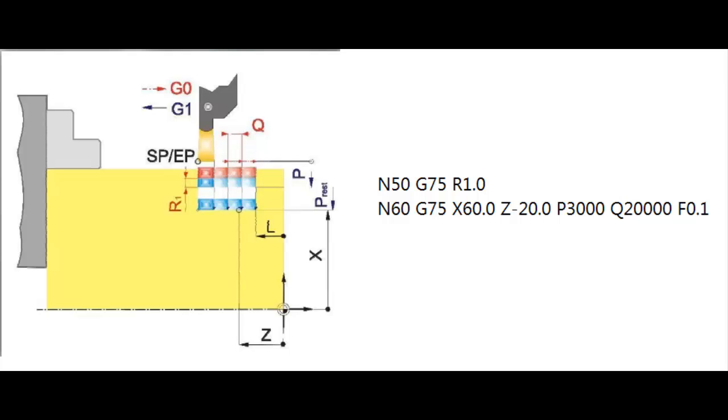The G75 grooving cycle has multiple parameters, which can be set according to your needs. Here are the canned cycle parameters. In the first CNC programming block of G75, R is the return amount, the retraction. In the second block, X is the groove depth, Z is the end position of the groove in the Z-axis, P is the peck increment in the X-axis in microns, Q is the stepping in the Z-axis in microns, and F is the feed rate in millimeters per minute.